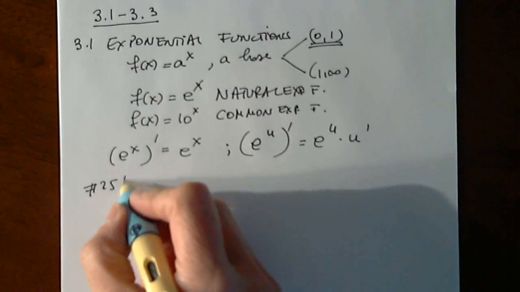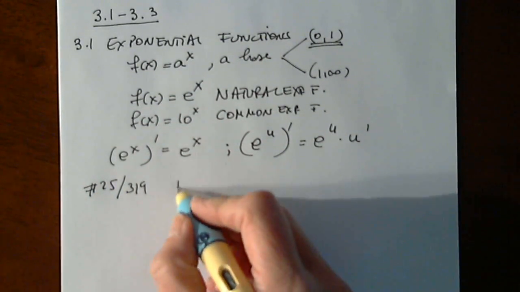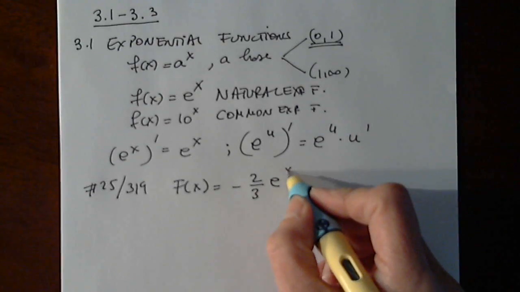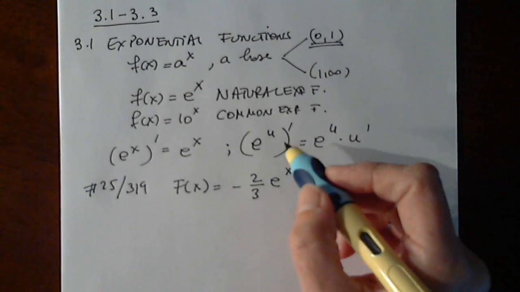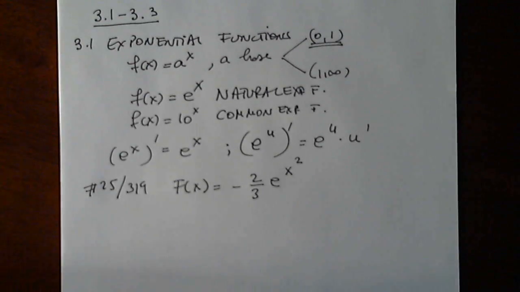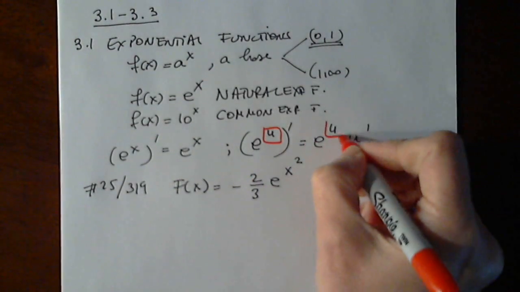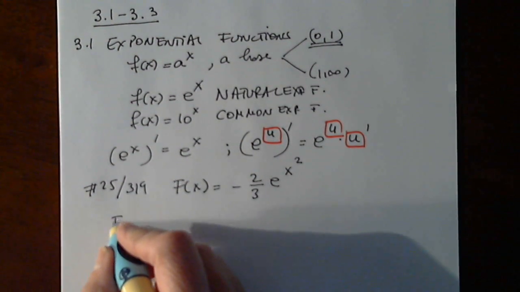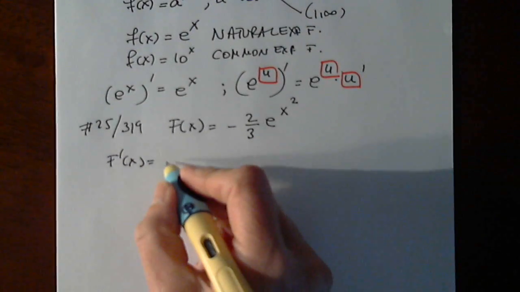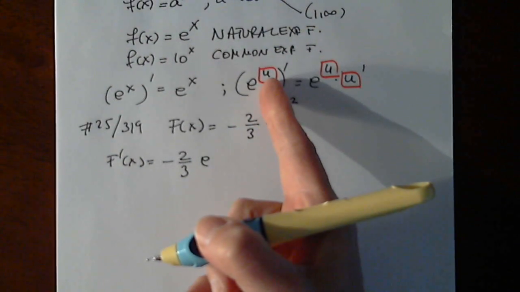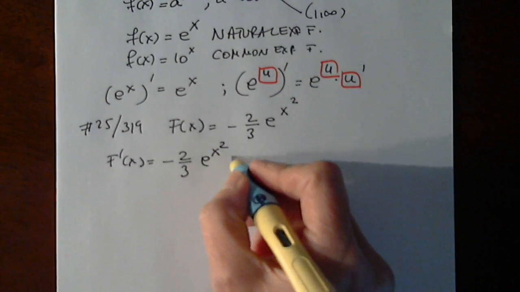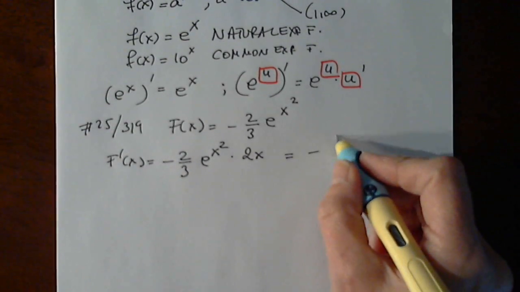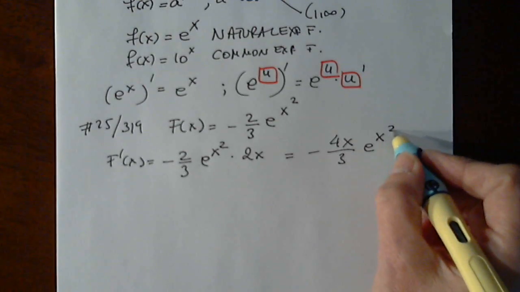Let's look at problem 25 on page 319. We are given a function f of x, which is negative 2/3 e to x squared, which is this particular situation where x squared is u. So when we find the derivative of this function, f prime of x, we have negative 2/3 e to u times u prime. U prime is 2x. I'm going to rearrange this expression and write negative 4x divided by 3 e to x squared.